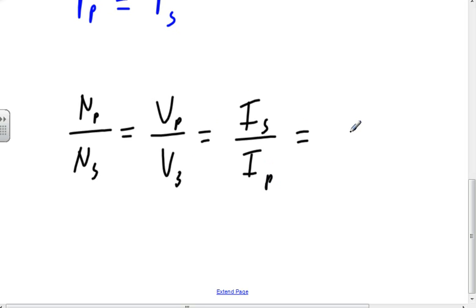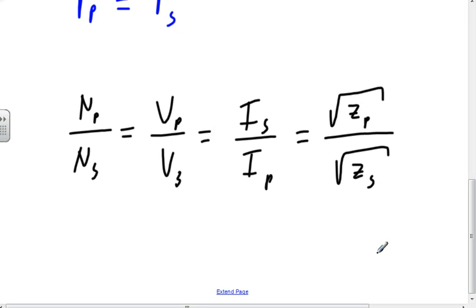Now there's an impedance thing going on as well, and impedance is a word we haven't used yet. When we were talking about DC things, they had resistance. When we talk about AC things, they have impedance. So in the AC circuit world, we don't talk about resistance anymore, we talk about impedance. But it's the same thing, it's measured in ohms. So the square root of the impedance primary to the square root of the impedance secondary. Okay, so that's all happiness.